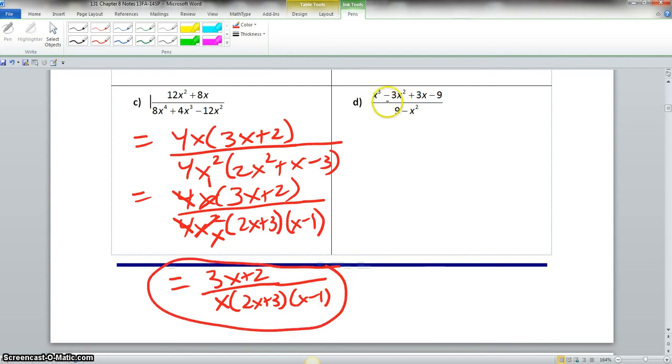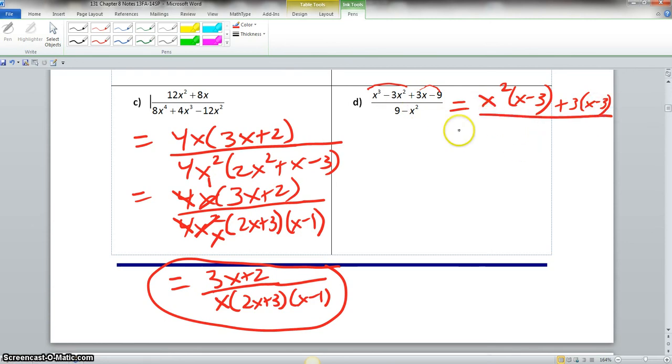Now we go here. In our numerator here, if you notice, we have 4 terms. So we could group the first 2 terms and group the last 2 terms. The first 2 terms, we can factor out an x squared, and we'll be left with x minus 3. The second 2 terms, we can factor out a positive 3, and we'll be left with x minus 3.